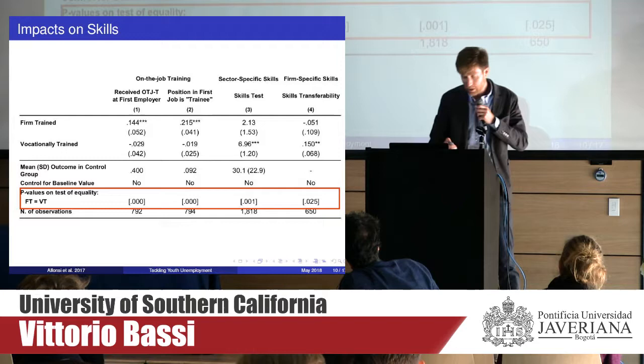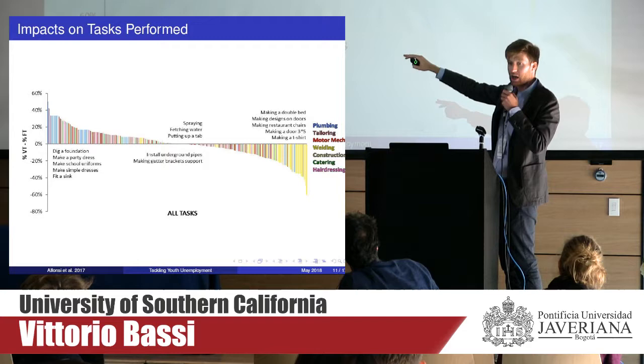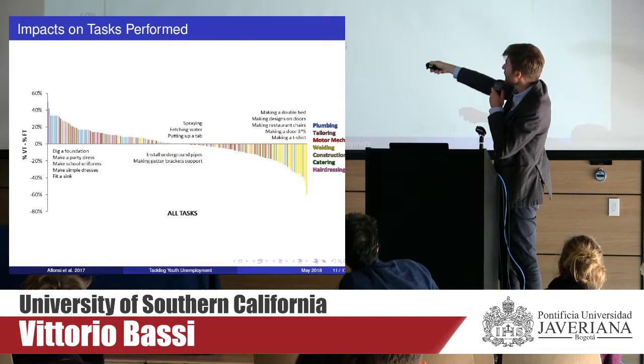So as a result of this, we see the workers in the two types of treatments end up doing different types of tasks at the firms they match to. Here we ran an on-the-job task questionnaire. So we asked the workers what kind of task among a possible list of tasks they were doing, and these are all the tasks the workers could do in the different sectors.